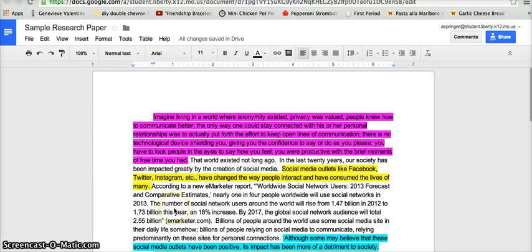Today we're going to talk about how to write a good introduction. For your paper, you're going to need to have a 5 to 6 sentence introduction that sets up the content of your paper, and that should have a couple of different parts.